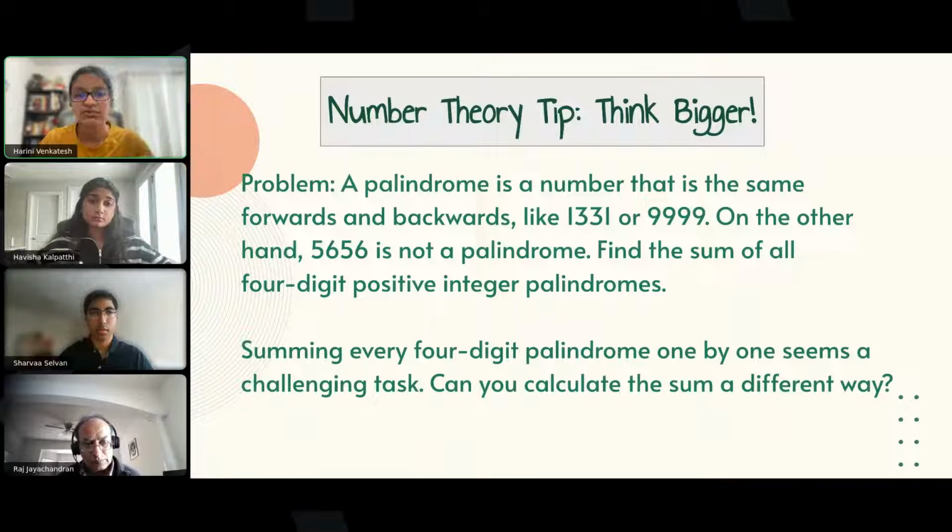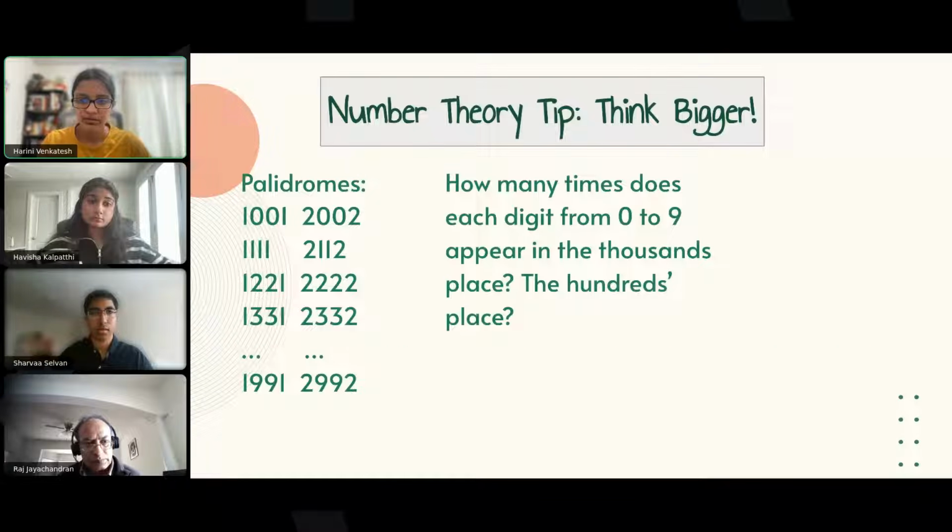So we're trying to look for a different way to calculate the sum, right? What we want to think about is, if you look at the palindromes, it's like 1001, 1111, and so on and so forth. So how many times does each digit from 0 to 9 appear in the thousands place or the hundreds place, right?